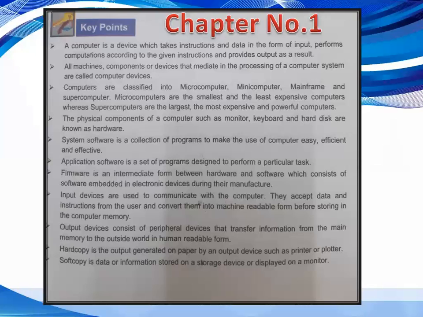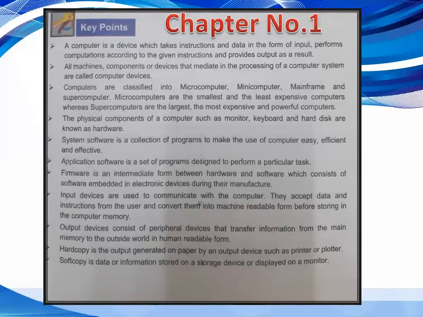Then we also discuss output devices. Output devices consist of peripheral devices that transfer information from the main memory to the outside world in human readable form. Hard copy is output generated on paper by an output device such as a printer or plotter. And in the last, we discuss soft copy, which is data or information stored on a storage device or displayed on a monitor.